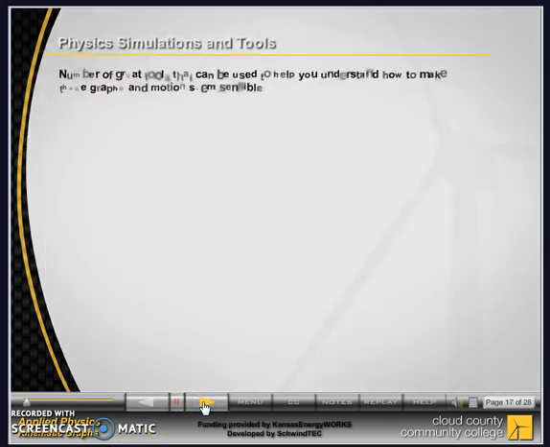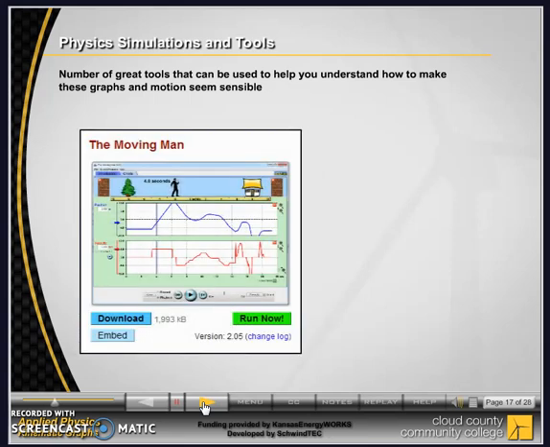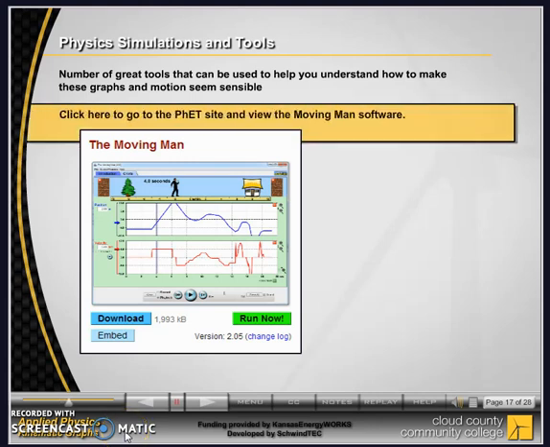There are a number of great tools that can be used to help you understand how to make these graphs and motion seem sensible. One of them is hosted at the PhET site at the University of Colorado. Take time to go out and play with the Moving Man software. It is free and has proven to be useful to a number of students in the past. Please take the time to explore this little physics game, as it will be helpful in allowing you to understand how the moving man and his graphs are created.